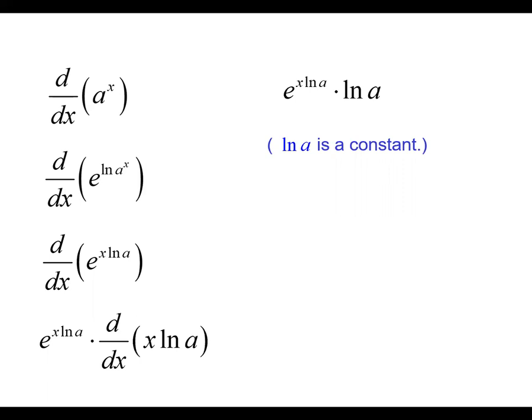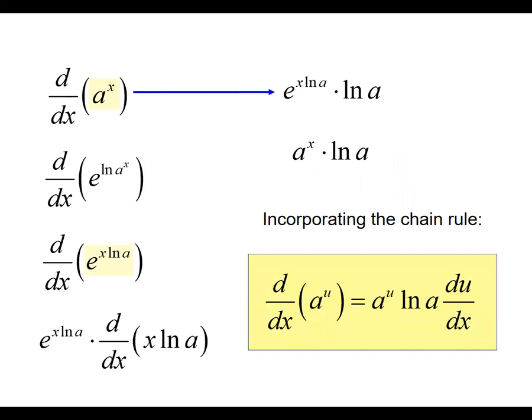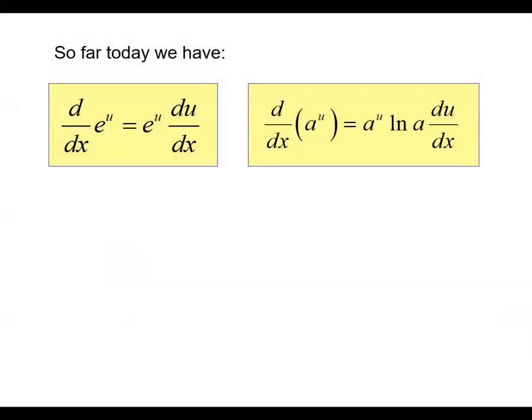So what do I have here? E to the x ln of a. Well, e to the x ln of a is just a to the x. That's how we wrote it in the first place. And so I get a to the x ln of a. So if I write this with chain rule, the derivative of a to the u is a to the u ln of a times du dx, whatever the derivative of the inner function is. So this goes on our foldable too. What's on the left goes outside, what's on the right goes on the inside. And again, pause me as I continue more in here, but here are the two rules we have so far.